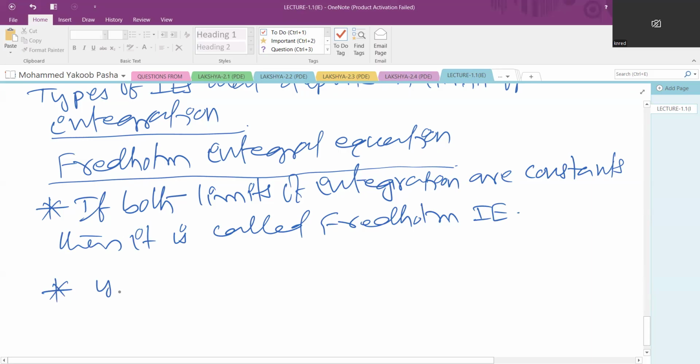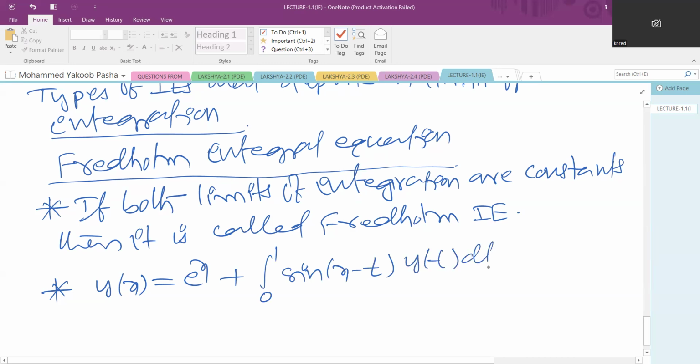If you take an equation of the form y of x is equal to e power x plus integral 0 to 1, here the lower limit is constant and the upper limit is also constant, sine of x minus t into y of t into dt. Here you can see only the limits. Both the limits are constant, so this integral equation is called a Fredholm integral equation.